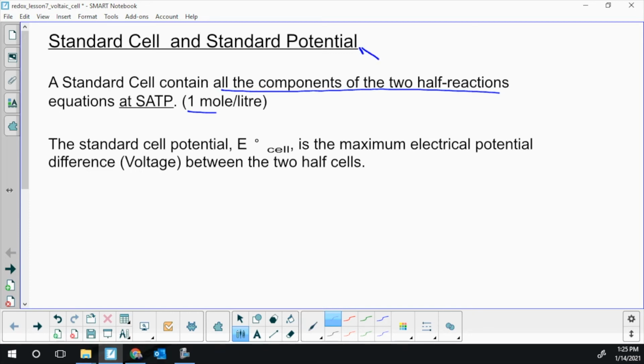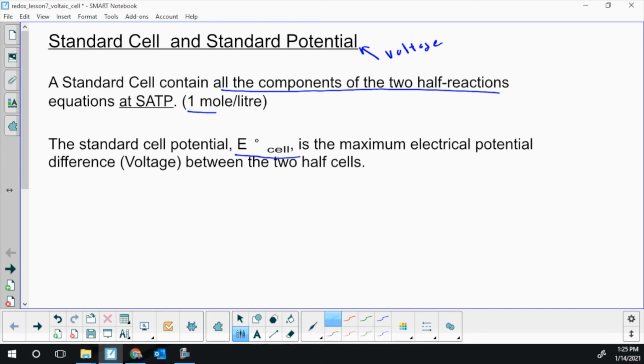Now, potential difference is often called voltage. If you ever get a test question asking what's the standard cell potential, I'm asking you, what's the voltage? Is it 1 volt, 2 volts, 1.5 volts? E naught cell is the term we're going to use for standard cell potential. The E naught cell is, again, so many volts. It's the maximum electrical potential difference between 2 half cells.